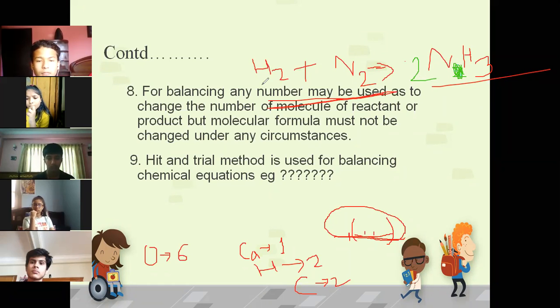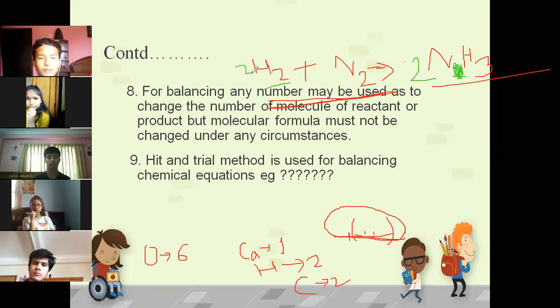Now look at the hydrogen here. You can see 2 hydrogen, but after putting this 2, hydrogen on the product side would be 2 into 3, 6. So there will be 6 hydrogen on this side and 2 hydrogen on the other side, not balanced. So the hydrogen also should be balanced, and obviously you will not put 6 as a subscript, because H6 is not the formula of hydrogen. So what do you have to do? You have to put 3 on this side.